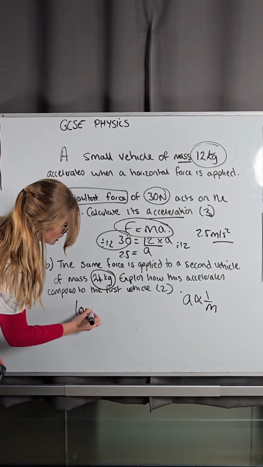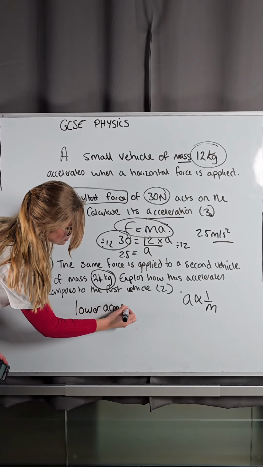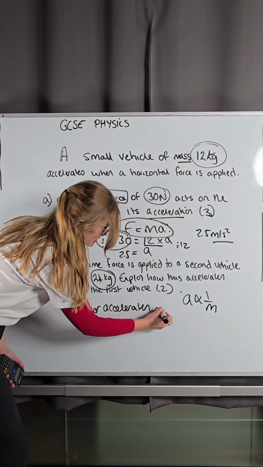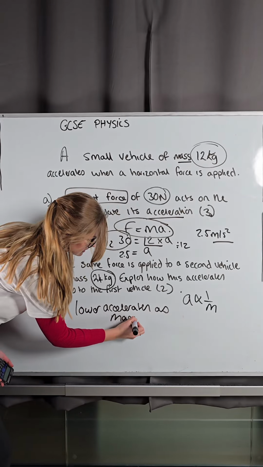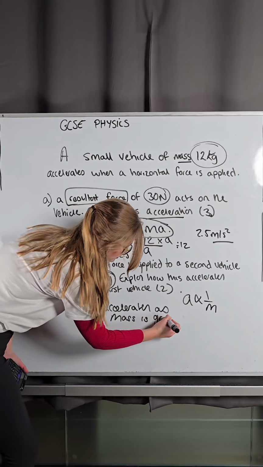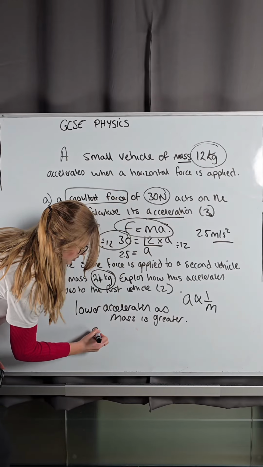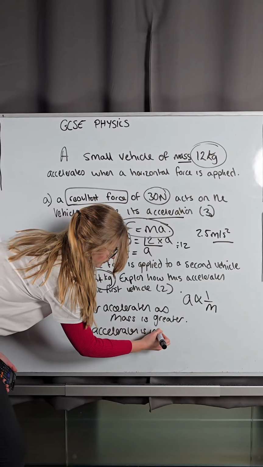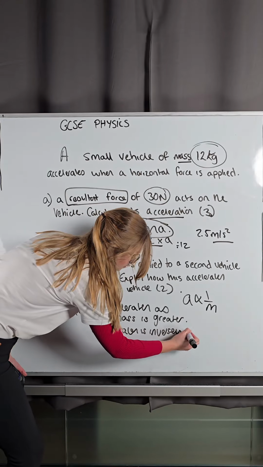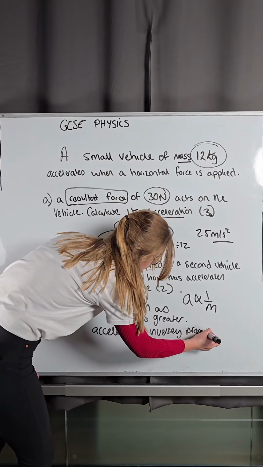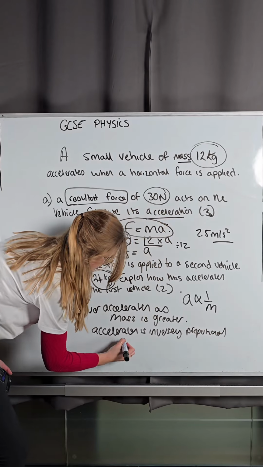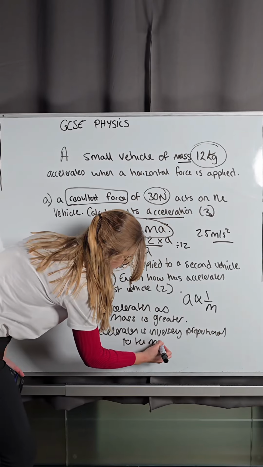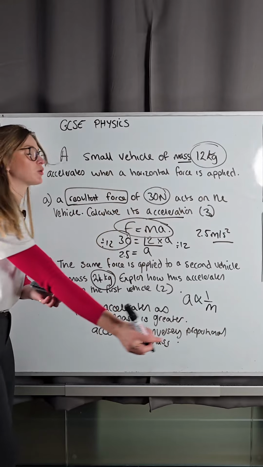I'm going to say there is a lower acceleration as the mass is greater. And we know from Newton's second law that acceleration is inversely proportional to the mass. Right? And this is the symbol we use to represent a proportional relationship.